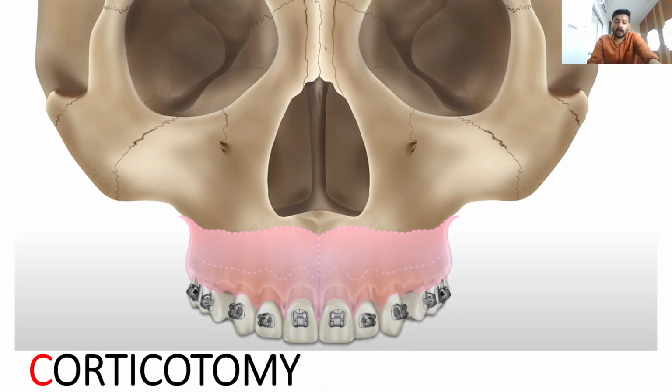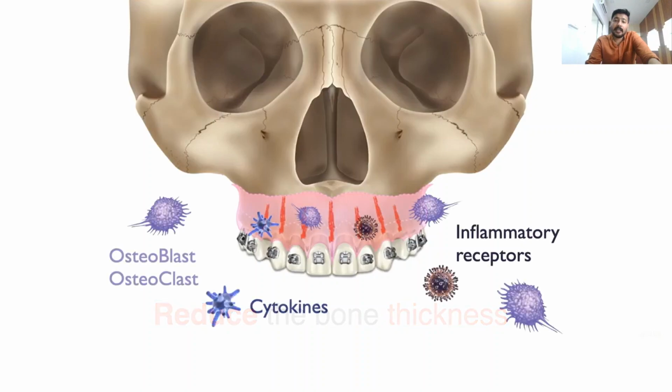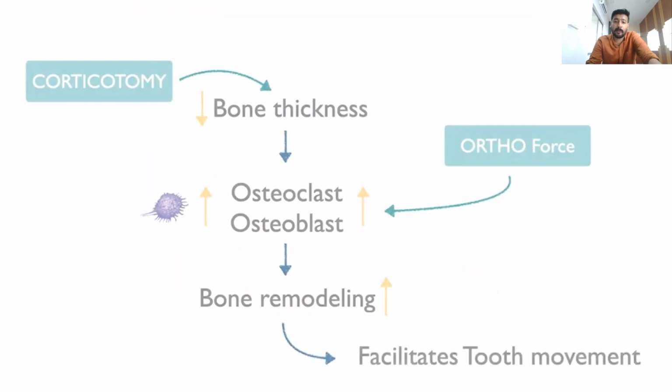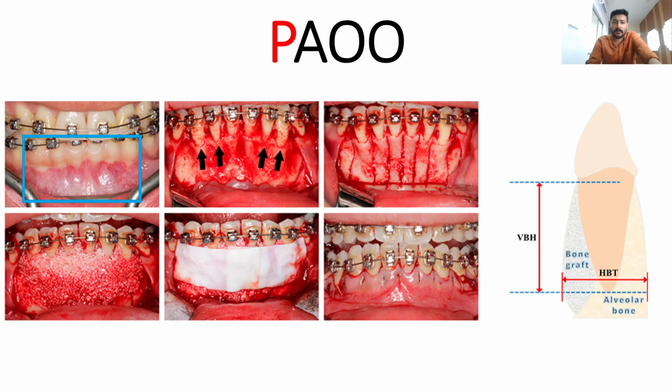Next would be your corticotomy. This is the process that is used to accelerate orthodontic tooth movement. It is a simple procedure that is done to reduce the bone thickness and increase the inflammatory activity that occurs, hence increasing the rate of tooth movement. Some of the other techniques that are there are piezocision, micro-osteoperforation, and laser scission.